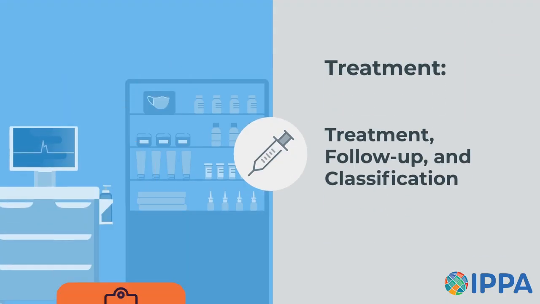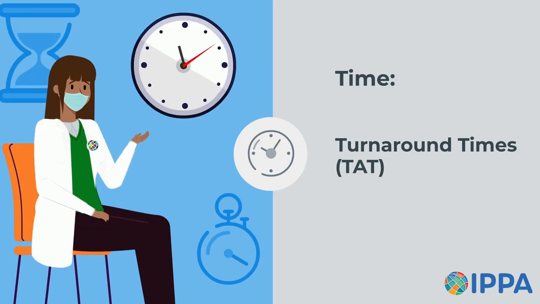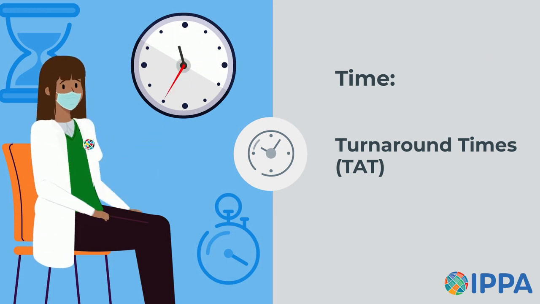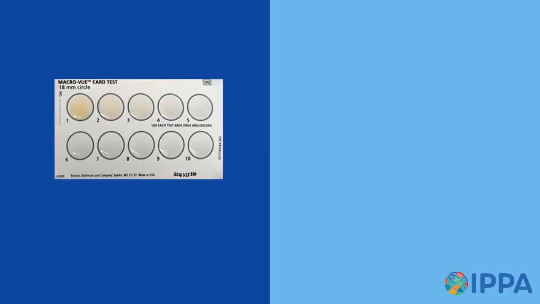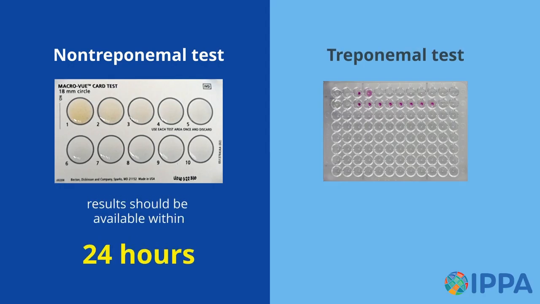In this segment, we will focus on our final learning objective: turnaround times. These guidelines ensure that results are obtained in a timely manner, allowing for prompt diagnosis and appropriate intervention. There are two categories to consider: non-treponemal and treponemal. Non-treponemal test results should be available within 24 hours. Treponemal test results should be available within 48 hours.